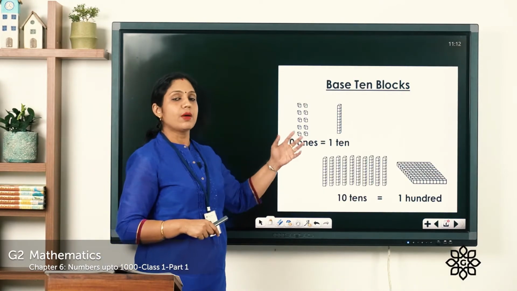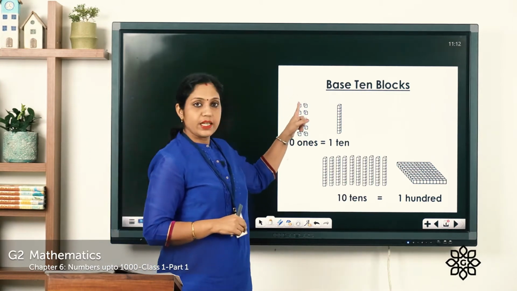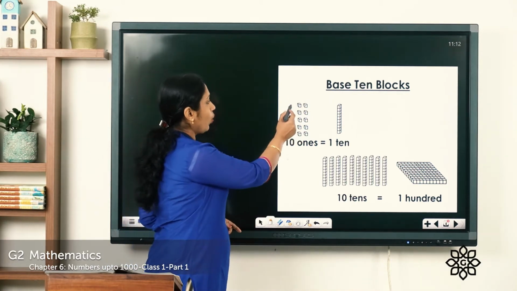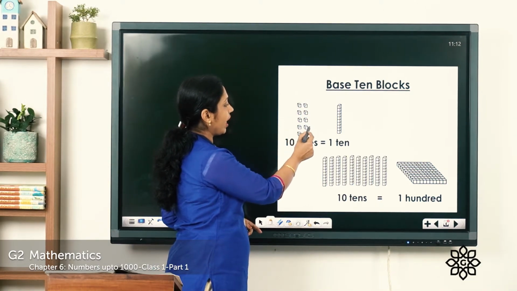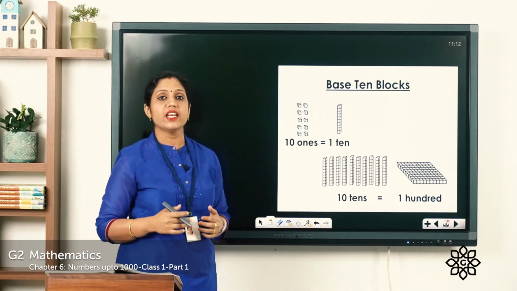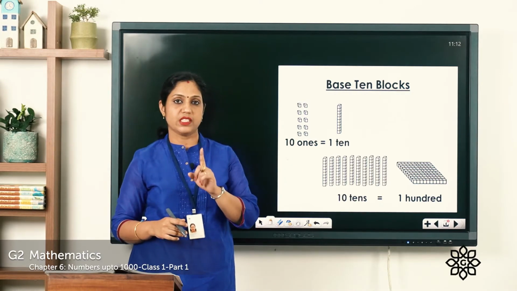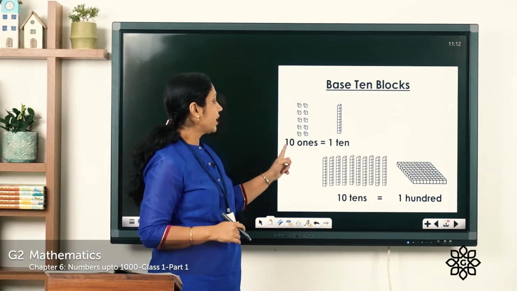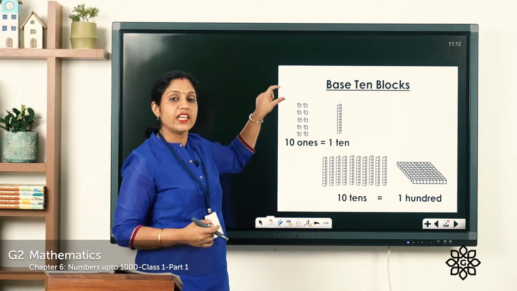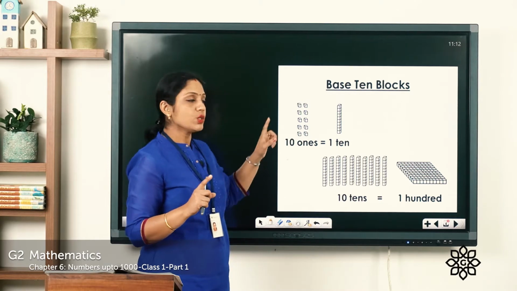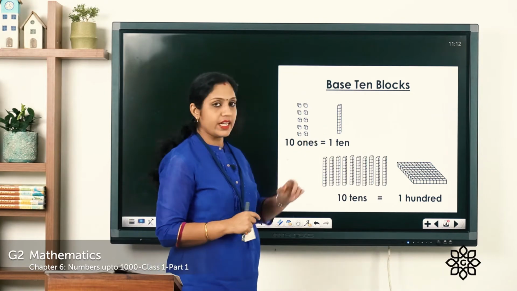Here you can see some blocks. We have already learned the place values. So here you can see 10 blocks. Let's count. 1, 2, 3, 4, 5, 6, 7, 8, 9, 10. There are 10 blocks. That means it is 10 ones. So 1 block represents ones. So how many ones are there? There are 10 ones. Each block here represents ones. So it is 10 ones.